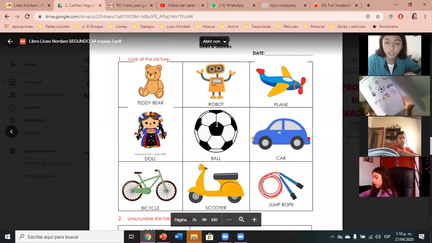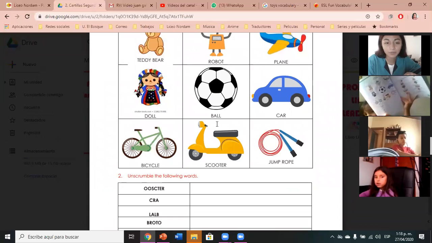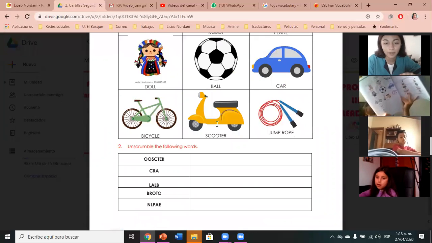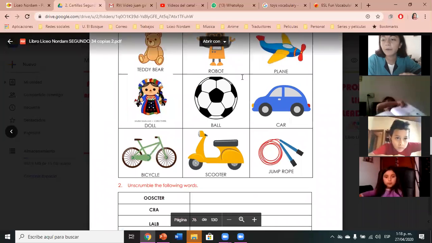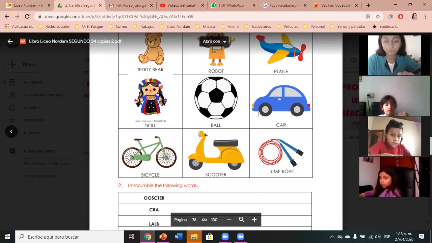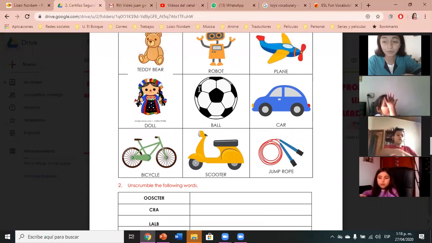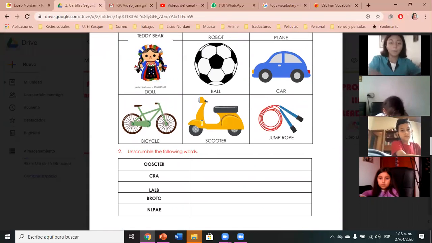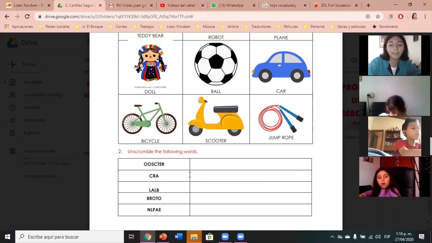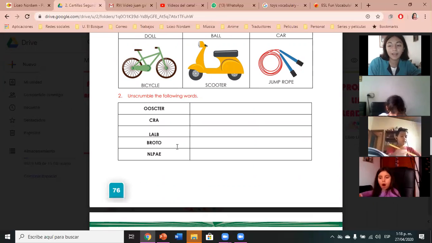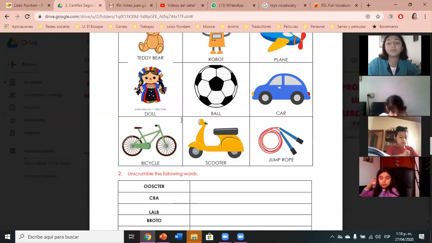So you have workshop number two, and you have to do this. You have here some of the toys, algunos juguetes, and you're going to do this. Van a organizar, you're going to scramble the following words. So you have here the words, las palabras, en desorden. Okay? So you have to organize.